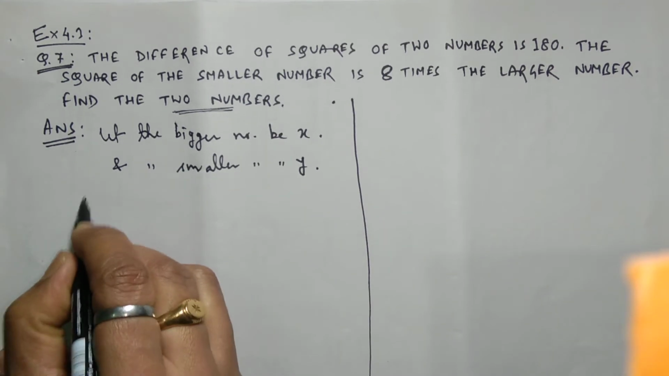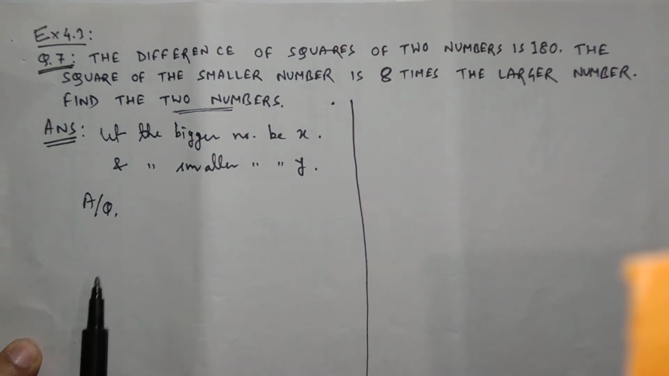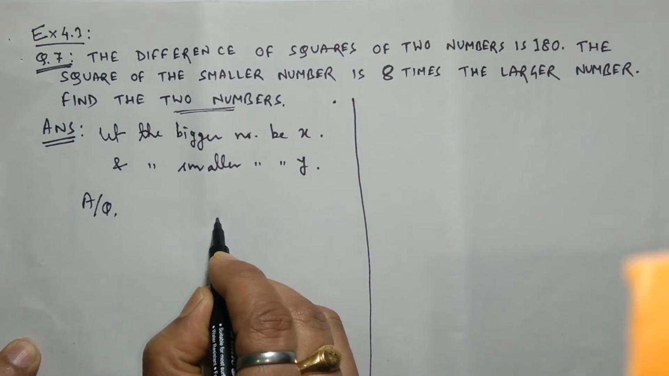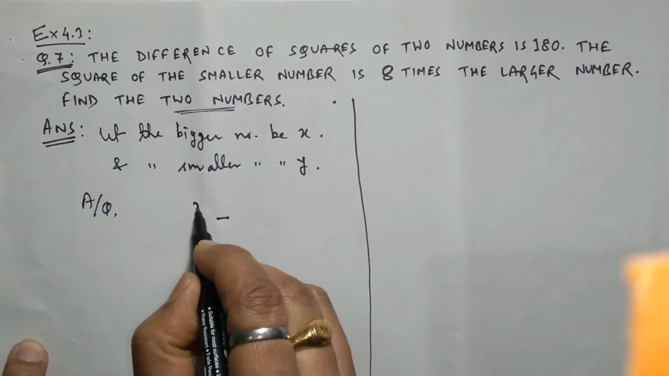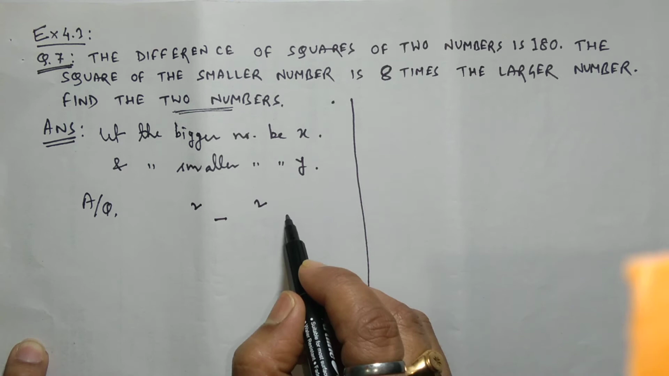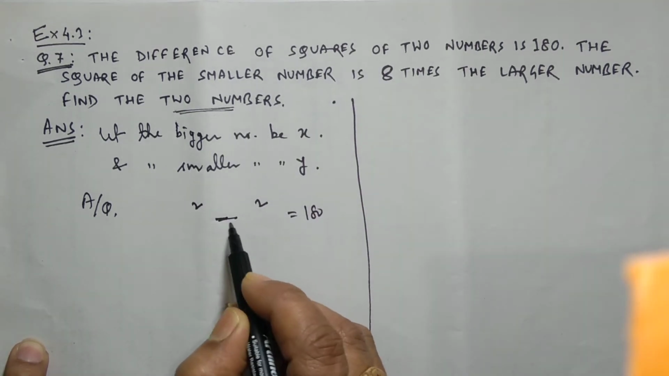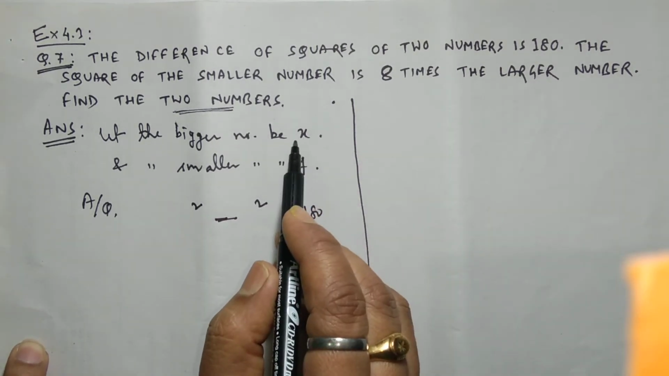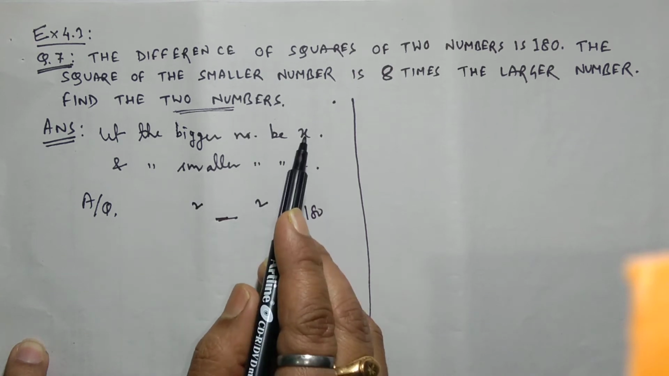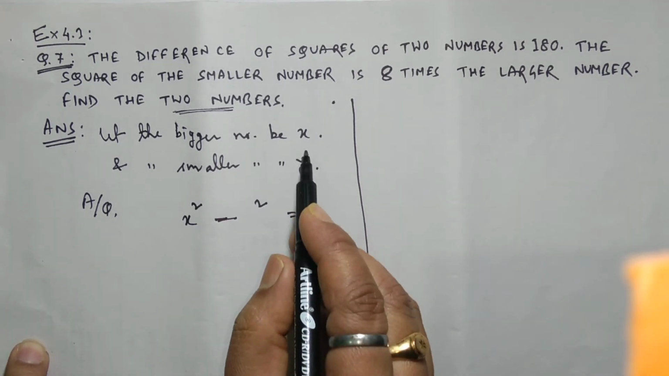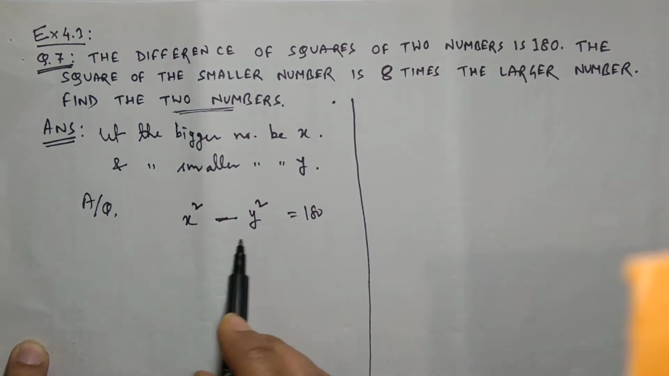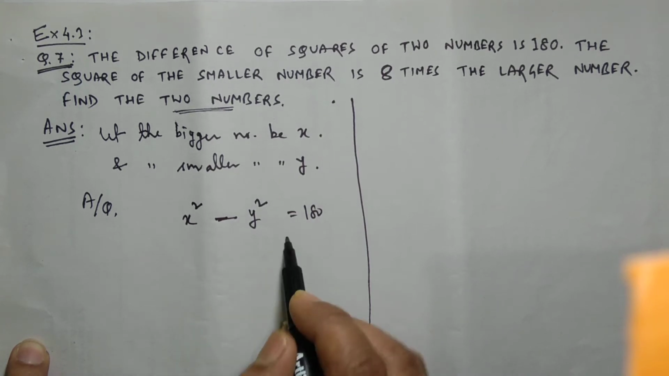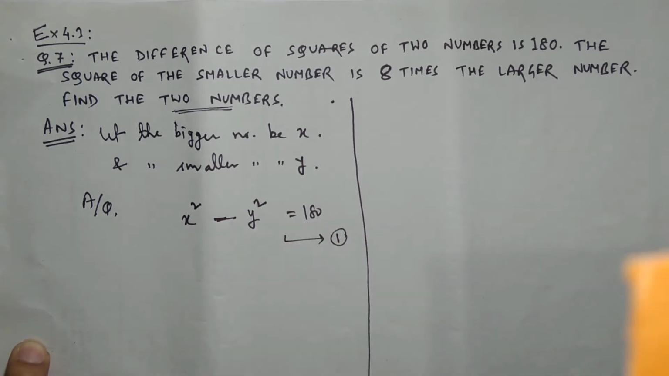Now according to the question, see these lines carefully. The first line: the difference of the squares of two numbers is 180. Difference means minus, and the bigger number should be written first because of subtraction. The square of the bigger number x is x square, and the square of the smaller number y is y square. So the difference of the squares of both numbers is 180: x square minus y square equals 180. Mark it as equation number 1.